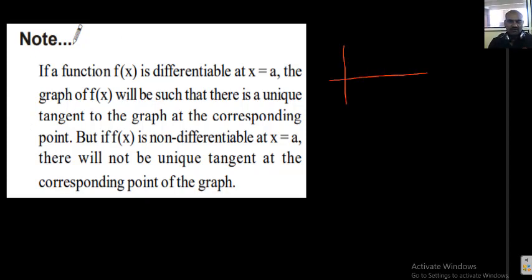I will give some situations. At x equal to a, if the function is not continuous, it means it is not differentiable.